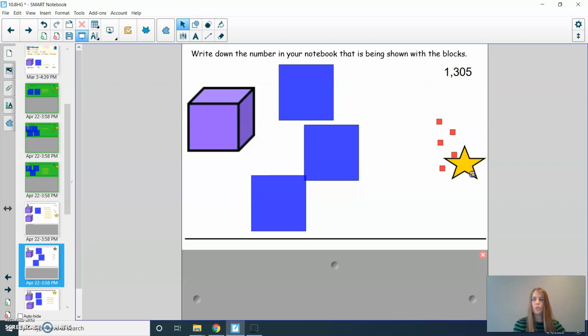How about now? If you said 1,305, you are correct. Notice how there aren't any longs. So to show that I don't have any longs, I put a 0 in my tens place.